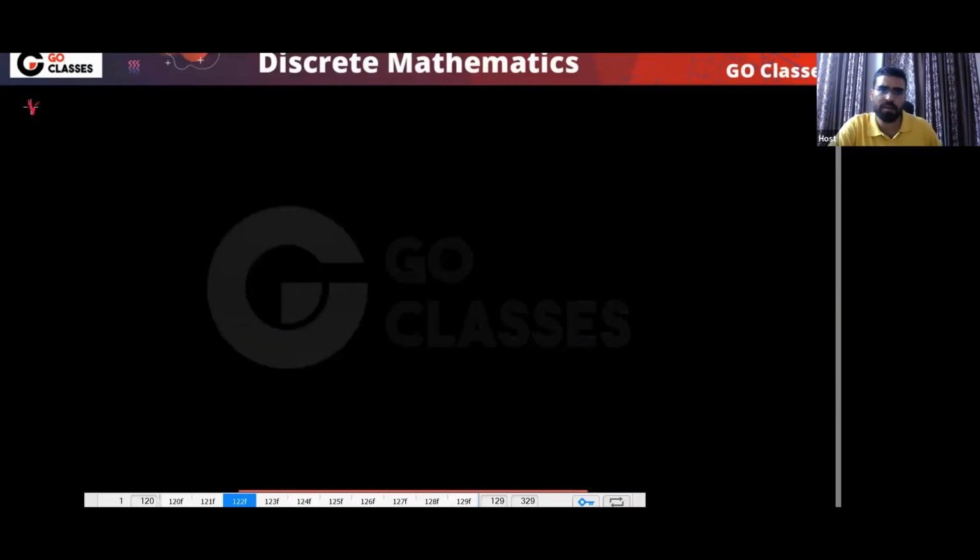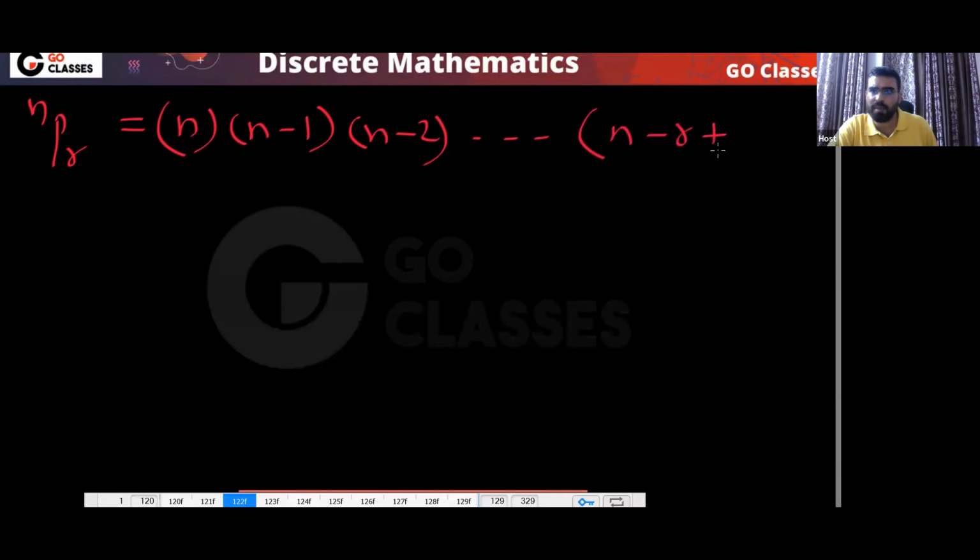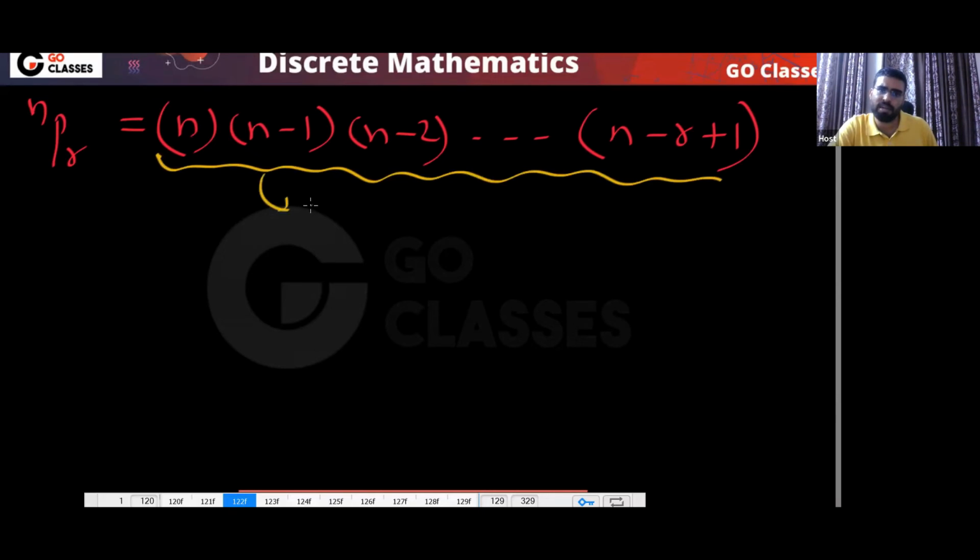Remember, this nPr is nothing but: from n you start and go downwards till n minus r plus 1, only till this. How many terms are there? Tell me the number of terms. Here I can say n minus 0, and here n minus (r minus 1). So from 0 to r minus 1, these are r terms. You can just check it out. Very simple. These are total r terms, because this is from n minus 0.